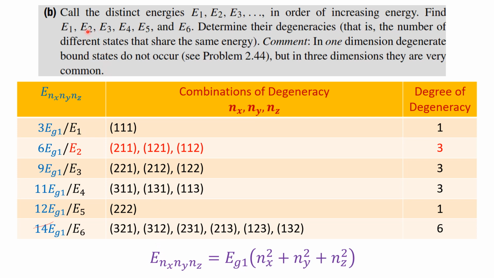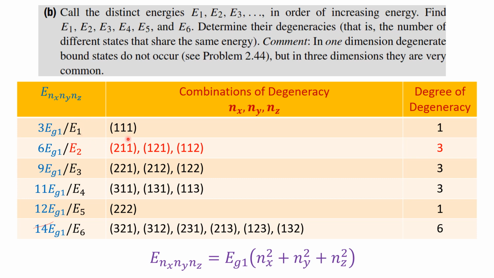Now the next part is to label the distinct energies as E sub 1, E sub 2, E sub 3, and it will go up to E sub n. In order of increasing energy, find E1, E2, E3, E4 and E6 and determine their degeneracy. You know what a degeneracy is? The same energy level with different energy states.